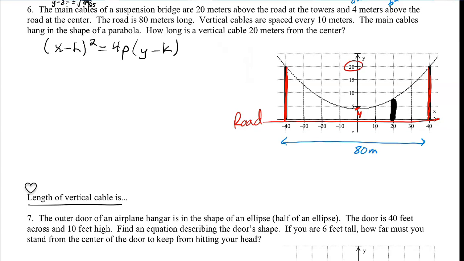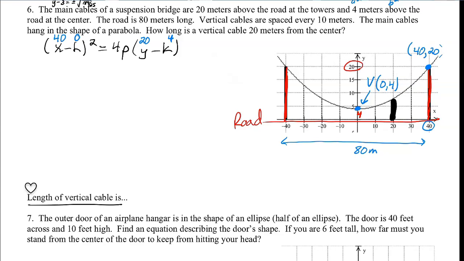Now in this picture, we're told what the vertex is. The vertex here is at the point (0, 4), because we were told it's 4 units above the center of the road. So 0 is h, and k is 4. And we just need another x, y coordinate. So we could use this point. We were told, or we could see from the graph, that it's 40 to the right of the center of the road, and then 20 units high. So 40 is going to be our x, and 20 is going to be our y.